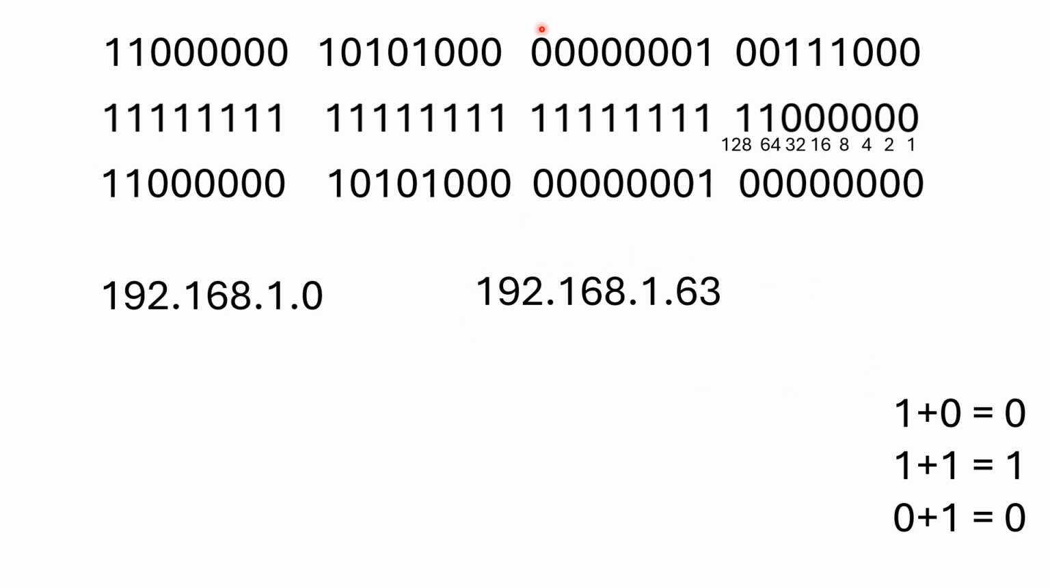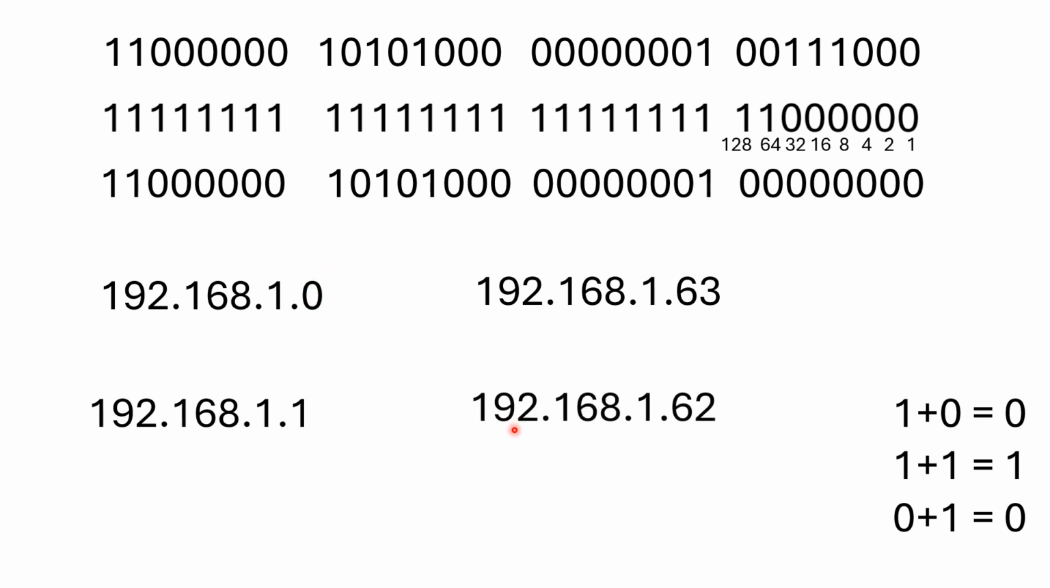This means that we can assign the IP address range from 192.168.1.1, which is one more than the network address, to 192.168.1.62, which is one less than 63. These can be assigned to end hosts or computers.